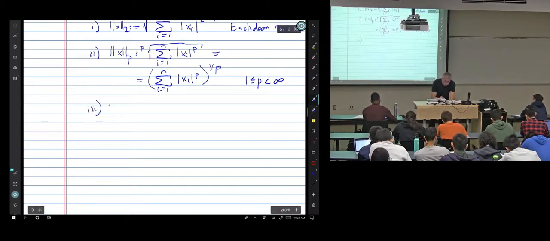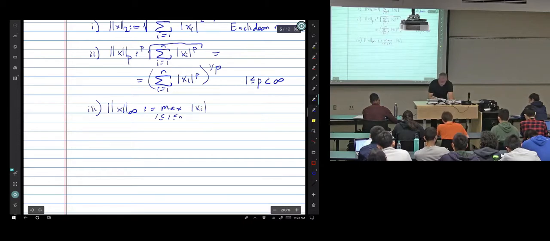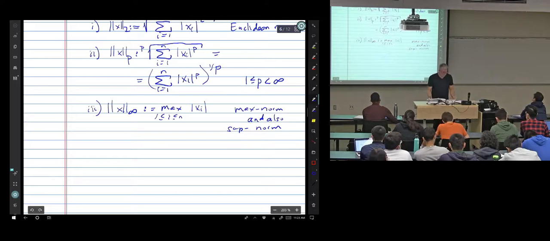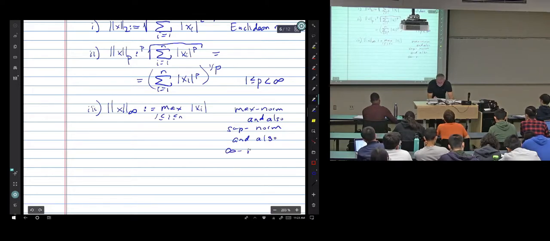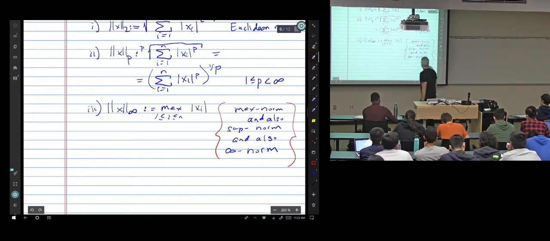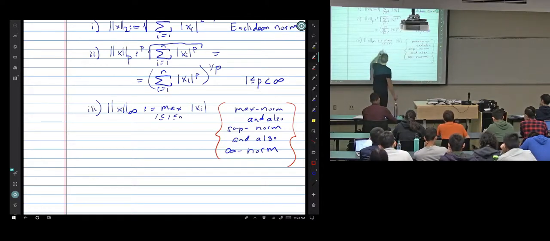These are just definitions. For p equals infinity, it's usually denoted x infinity. It's the max for i between 1 and n of the magnitude of x_i. So this is called the max norm, and also the sup norm, and also the infinity norm. Okay, so if you see somebody talking about the max or the sup or the infinity, it's all this guy.